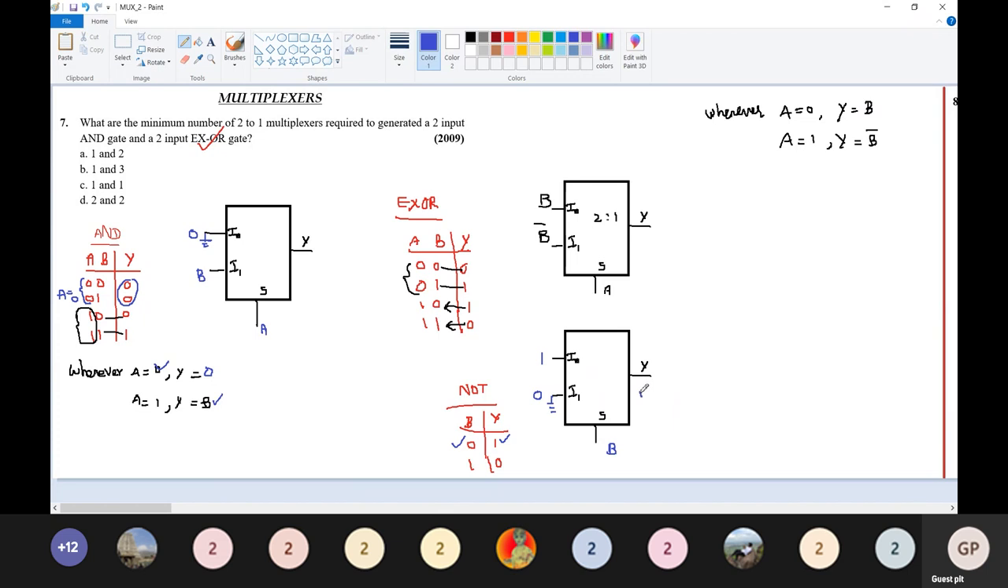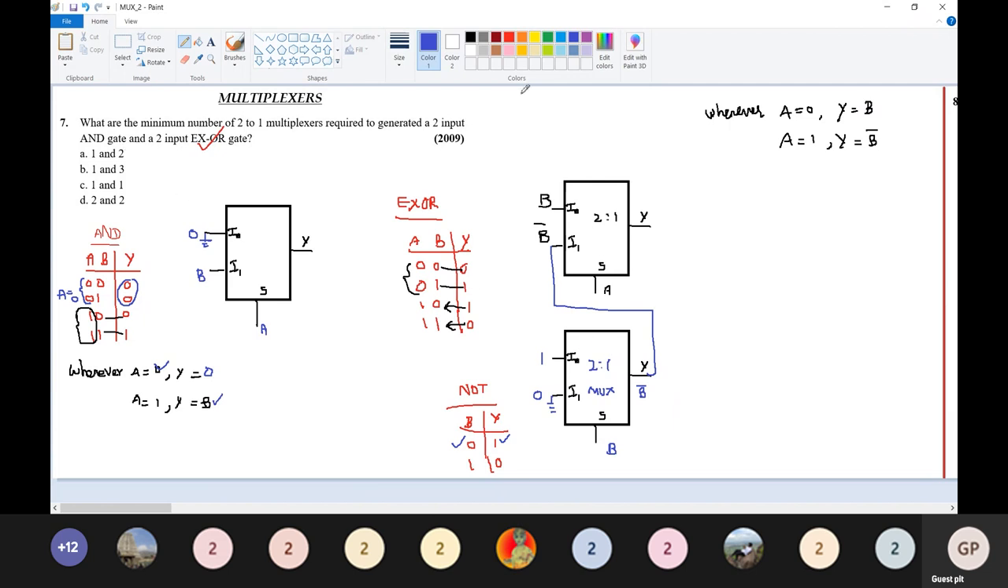So now what happens? This is the b dash. So now we will get b dash output, which is connected to... So now this is your implementation of a 2:1 MUX for a 2-input XOR gate, which requires 2:1 MUX. Okay, so what is the question?